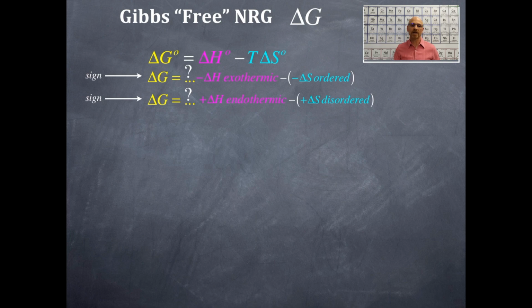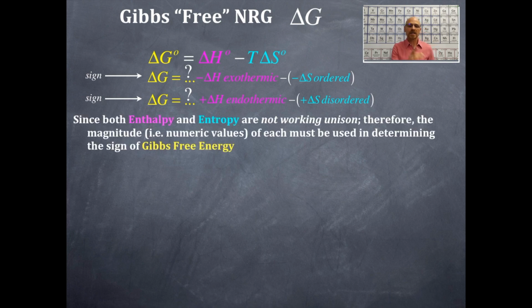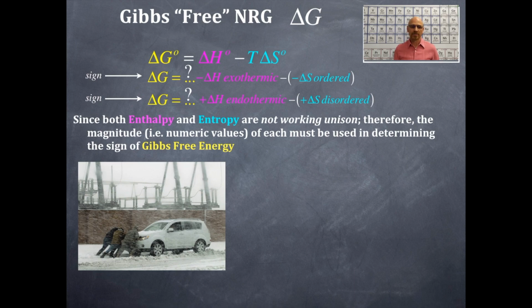Okay, and let me give you an example of this. Since both the enthalpy and the entropy are not working in unison, the magnitude, i.e. numeric values, of each must be used in determining the sign of Gibbs free energy and figuring out whether the reaction is either spontaneous or non-spontaneous. Okay, so here's an example here.